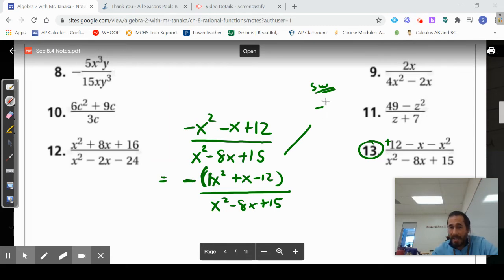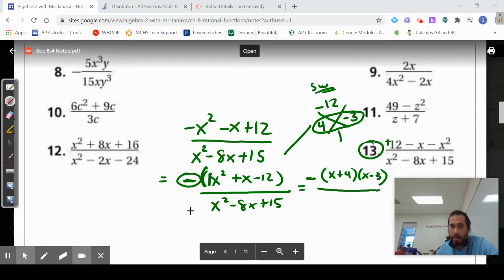So 1 times negative 12 is negative 12, crisscross and a 1 there. Now you're getting really good. So you probably know that has to be a 4 and a negative 3. They multiply to get negative 12 and they combine to get 1. So I can do that the super duper fast way. That negative outside there just stays. And you end up with x plus 4, x minus 3.